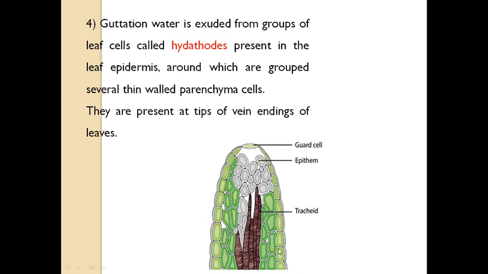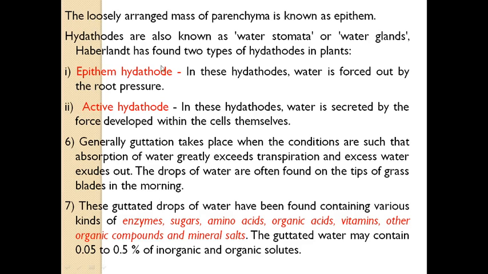This is the structure of a hydathode. This is the tracheid, then above that there is the epithem, which consists of specialized cells, and above that there is some space and the guard cells. Hydathodes are present at the tip of the vein ending of the leaves. The loosely arranged mass of parenchyma cells of the hydathode is called the epithem. Hydathodes are also known as water stomata or water glands.